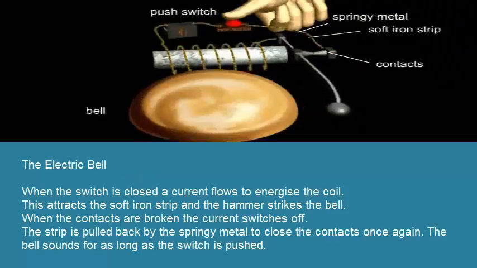The electric bell. When the switch is closed, a current flows to energize the coil. This attracts the soft iron strip and the hammer strikes the bell. When the contacts are broken, the current switches off. The strip is pulled back by the springy metal to close the contacts once again. The bell sounds for as long as the switch is pushed.